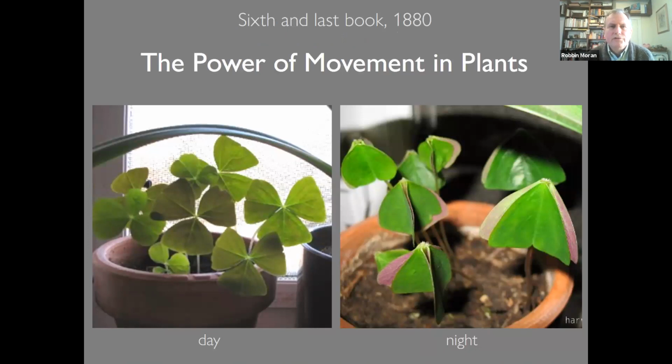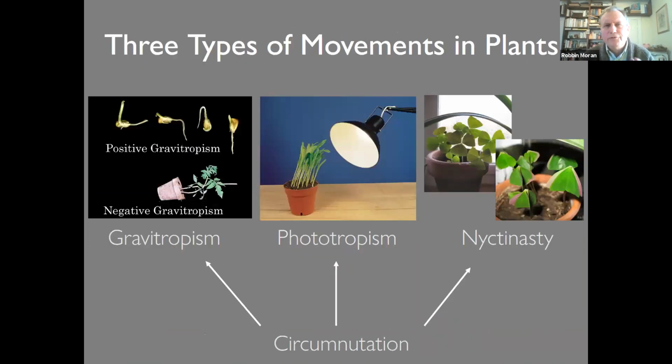Now, finally, his last book, his sixth and last book, is The Power of Movement in Plants. It's a rather thick book, about 600 pages, and I thought it would be rather daunting to read, but I found this to be his most brilliant book. What Darwin does in this book is basically this. He looks at three different kinds of movements in plants. Gravitropism, which is the growth towards or away from gravity, up or down. Phototropism, which you see here in the middle. Phototropism is the growth towards or away from light. Most plants grow towards a light.